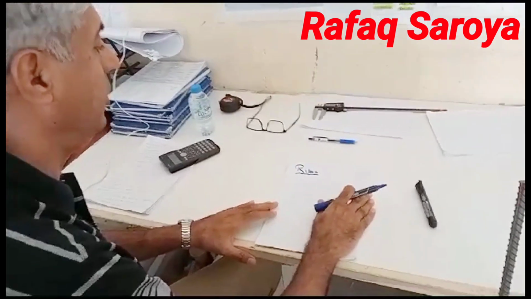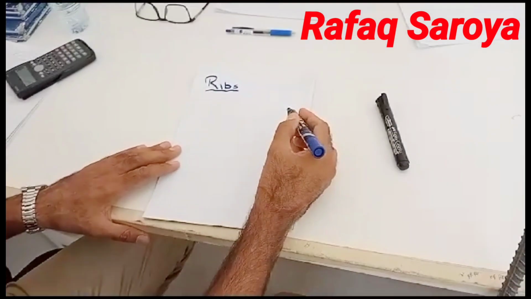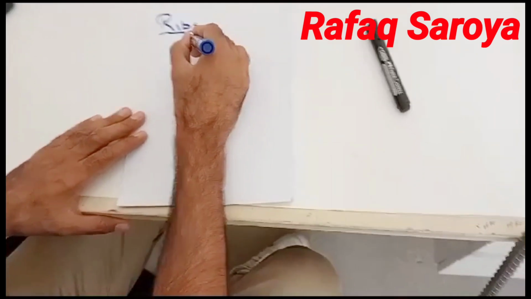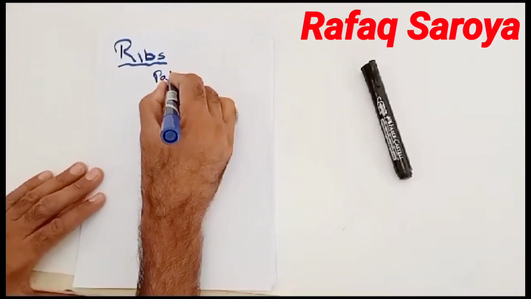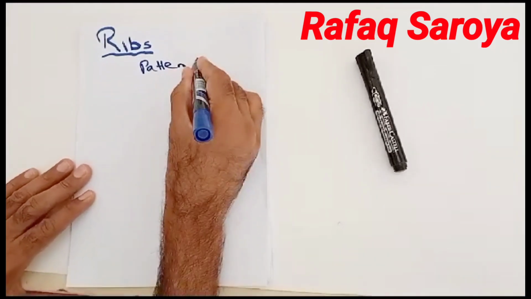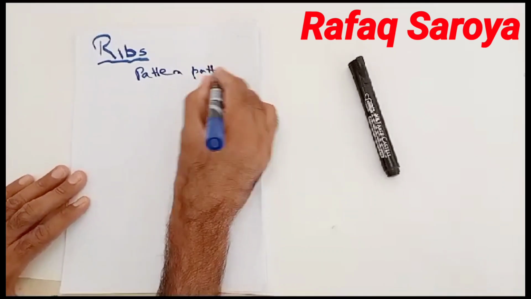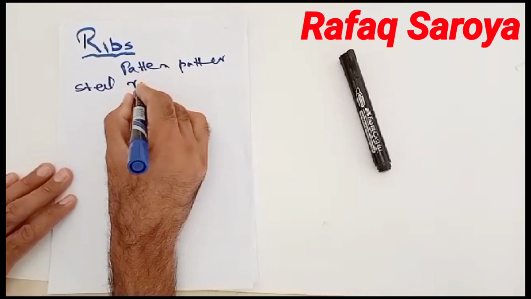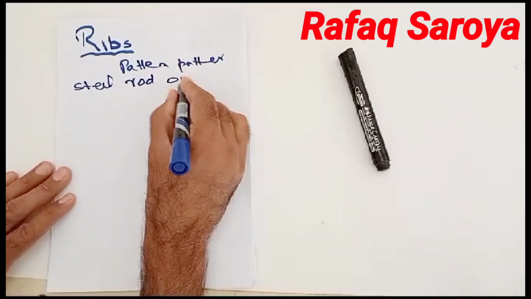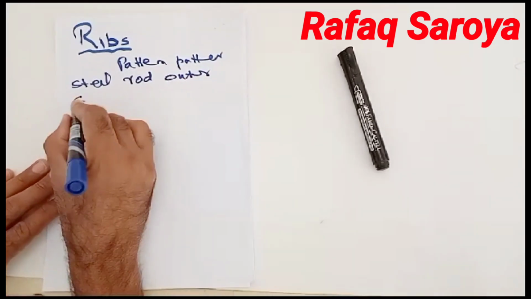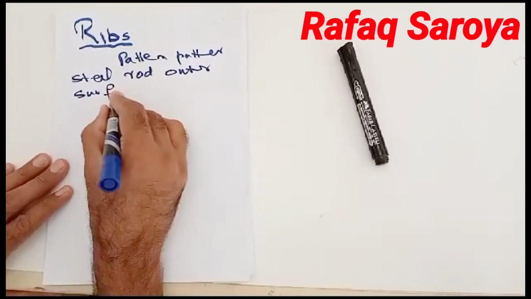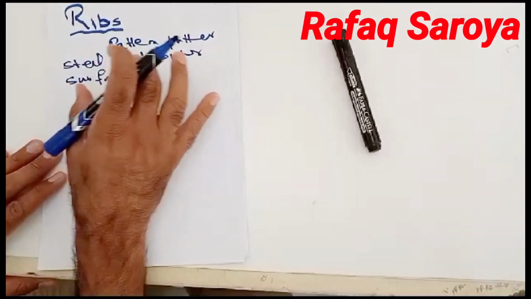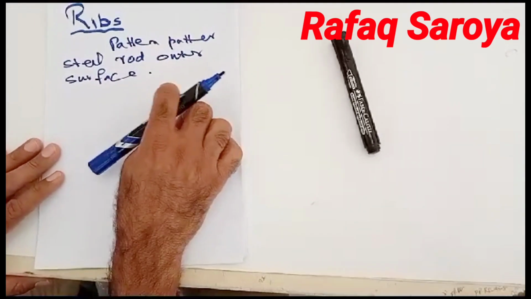Ribs. Now we want to know what the ribs are. Actually, ribs are the embossed pattern on the steel rod outer surface. Just keep this in mind: embossed pattern on the steel rod outer surface. This is known as the ribs.